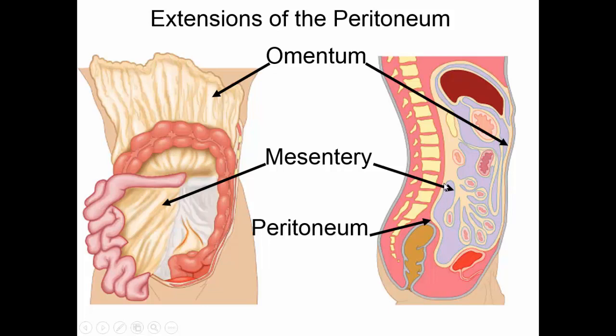In order for the peritoneum to cover these tubes, it has to come out from the back of the abdominal cavity, cover the tube, and then go back to its origin. This gives us the mesenteries, these double layers of peritoneum. The mesenteries act as avenues for blood vessels and nerves to get to the digestive organs.